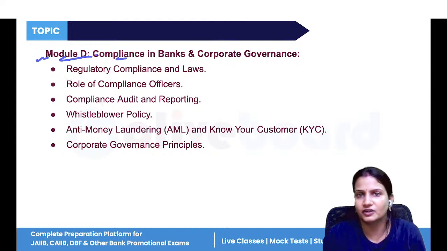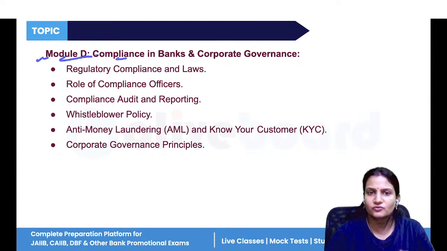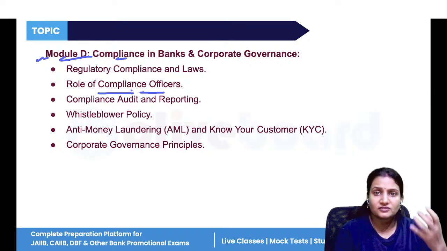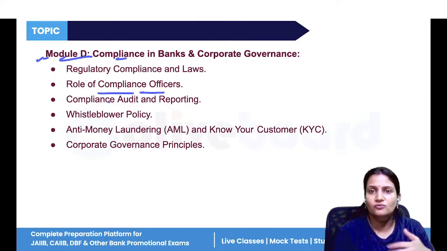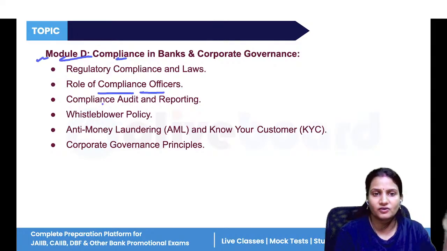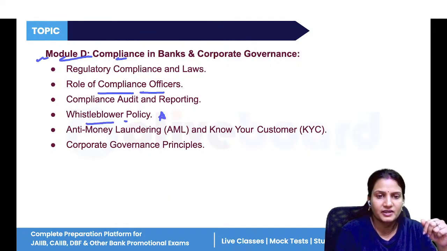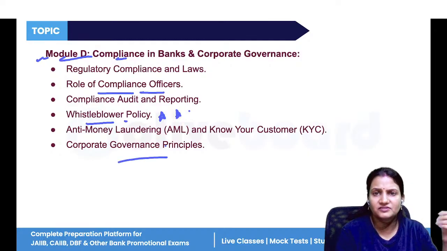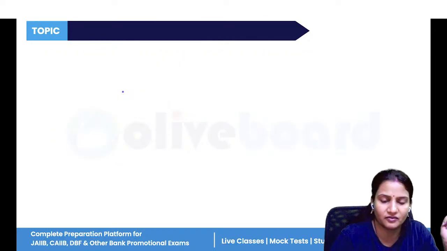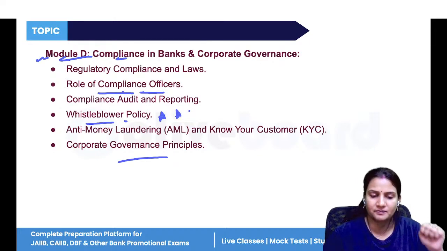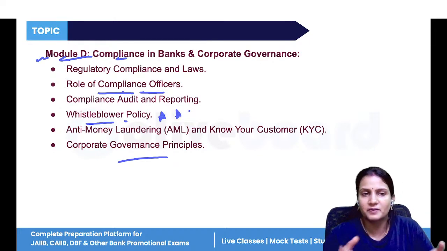Module D is related to all your compliances, your regulations, your role of compliance officer. What is the role of compliance officer in a bank? Their work is to check whether all the banks are following the required compliances or not. Whistleblower policy, and very, very important principles and practices related to corporate governance. These are the topics that are very important for your exam. So this is the overview of paper ABM.